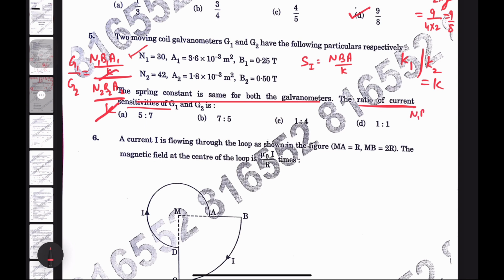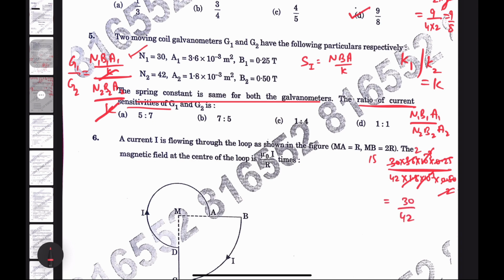So the ratio is N1 B1 A1 divided by N2 B2 A2. The things are quite simple. We just need to put the values, that is 30 multiplied by 3.6 into 10 raised to power minus 3 multiplied by 0.25, divided by 42 multiplied by 1.8 into 10 raised to power minus 3 multiplied by 0.50. So here we have direct cutting. 18 and 36 2, so we have 30 upon 42 as the final answer, and we can further solve it like 6 5s are 30, 6 7s are 42. So 5 ratio 7. So A is the correct option.